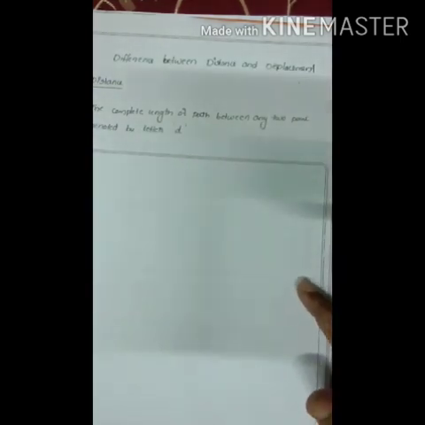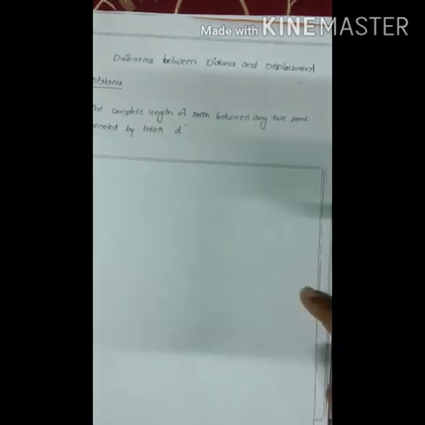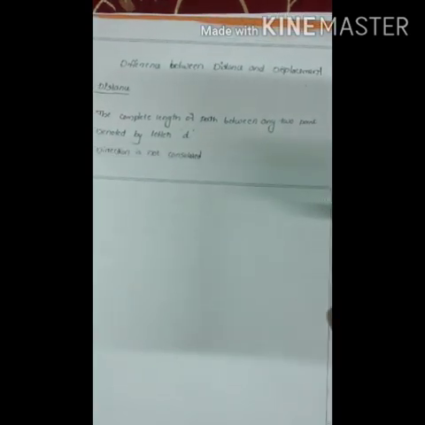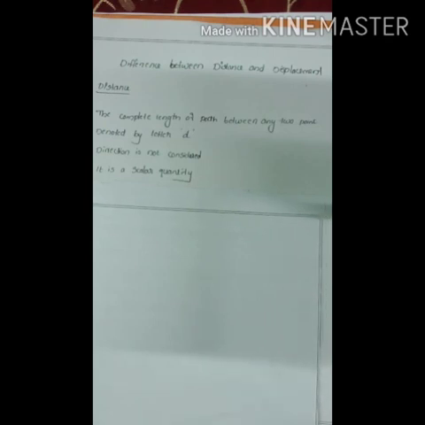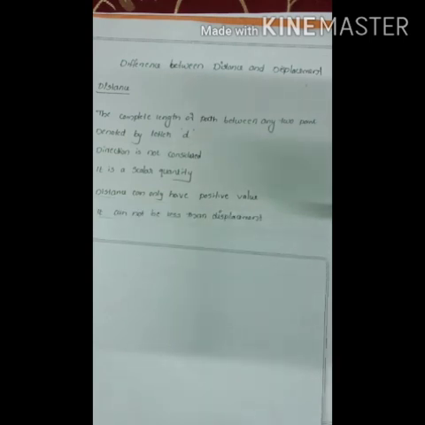Next, we will explain the important differences between distance and displacement. First, about distance. The complete length of path between any 2 points is distance. Denoted by letter D. Direction is not considered. It is a scalar quantity. Scalar quantity means distance needs only magnitude. There is no need of direction. Distance can only have a positive value. It cannot be less than displacement. It cannot be equal to 0. These are important points about distance.